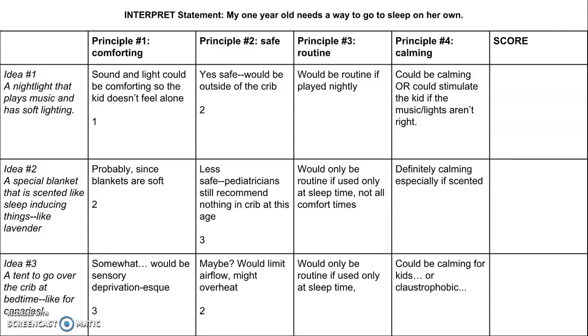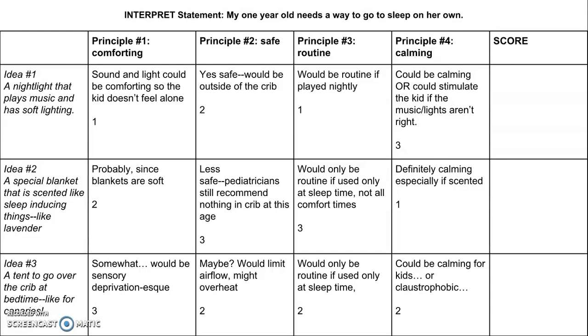Then your third principle, routine. I would give a 1 to the nightlight. Second place would be the crib tent. Third place would be the blanket. And part of the blanket getting third place, to me, is it would be hard as a parent to be like, oh, well, this calmed you down at night. You're having a tantrum now. I'm going to give it to you now.